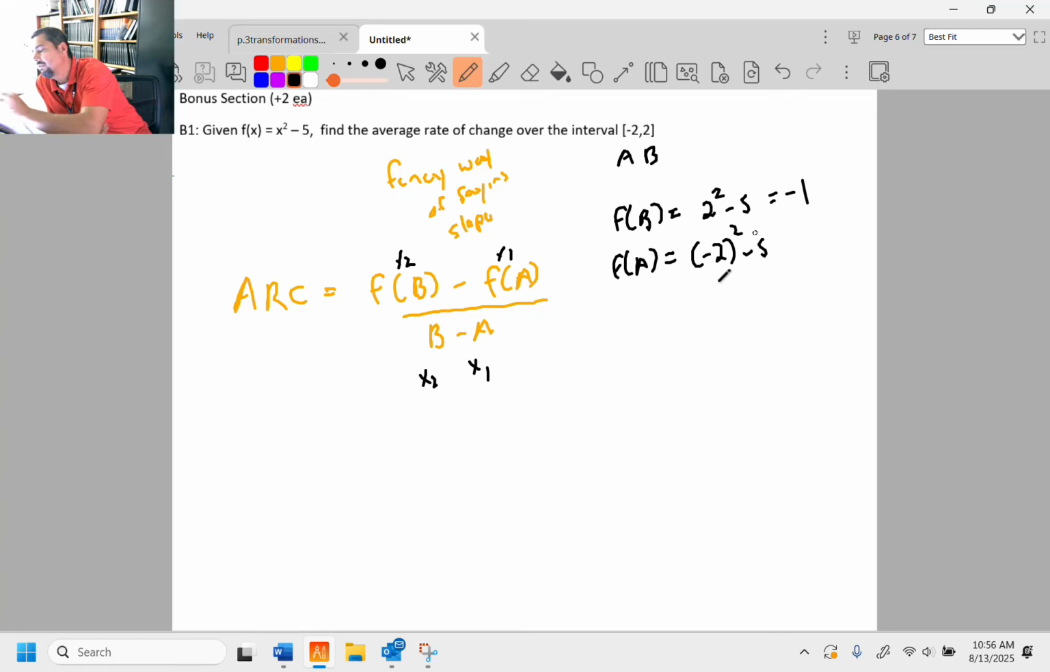Anyways, if you take a negative 2 and square it, you have 4, and 4 minus 5 is still negative 1. This thing should have an average rate of change of 0, this particular one. It's because I did it with a quadratic, which has symmetry. So f of b was negative 1.